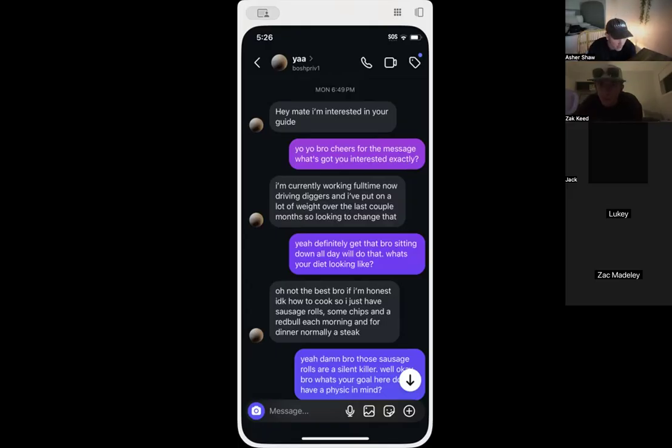"So I'm currently working full time now, driving diggers, and I've put on a lot of weight over the last couple of months. So looking to change that." So it's a common thing that happens. I've seen it all the time when I used to work in the mines. You work physical labor as an offsider, working hard on your feet all day, and then as soon as you get onto the machine and you're operating it for 12 hours, sitting down, eating, you start to put on a lot of weight.